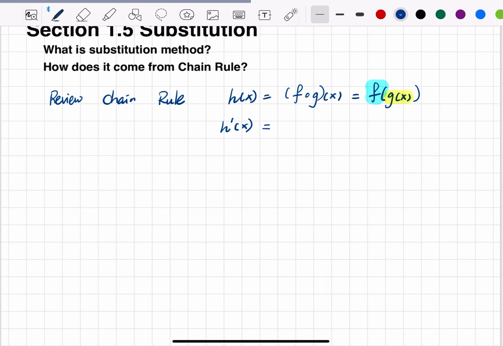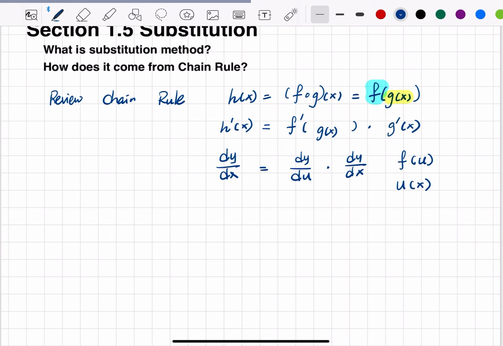For the outer function, we're going to take the derivative and evaluate it at the original inner function. And then for the inner function, we're going to take the derivative by itself. In other words, dy dx is dy du multiplied by du dx, where y is a function of u, and u is a function of x. So let's do a quick example to review the chain rule.